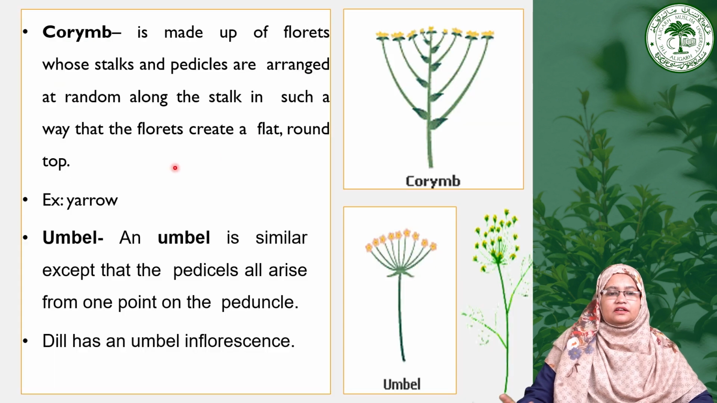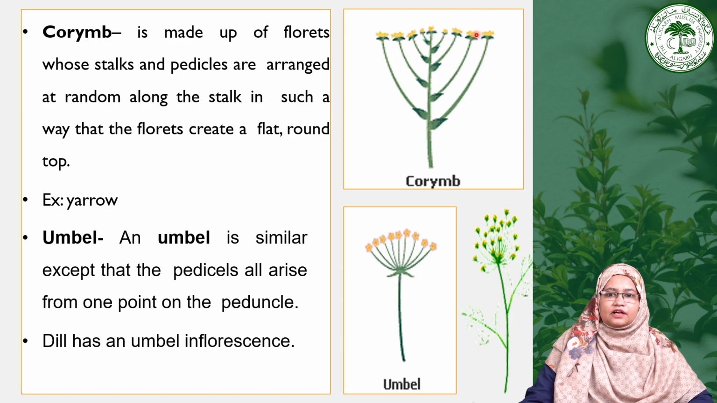Similarly, the next category of the racemose inflorescence is corymb. Corymb is also made up of florets whose stalks, or pedicels, are arranged at random, as you can see, in a way that the florets create a flat or round structure at the top. As you can see, in corymb the pedicel length of the flowers is variable.